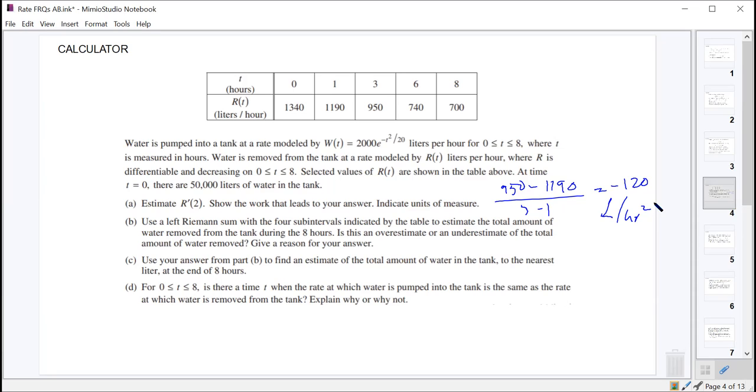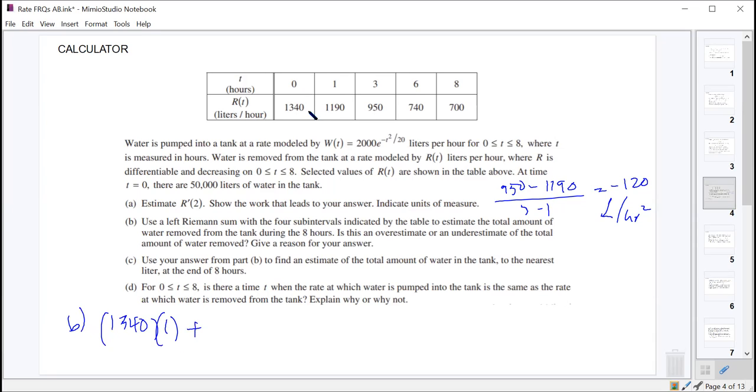Use a left Riemann sum with 4 subintervals to estimate the total amount of water removed. So we're going to, let's see, during the 8 hours. If we're going to use a left Riemann sum, that means we're going to start at 0, use the height at 0, which is 1340, and multiply that by the width of that interval of 1.